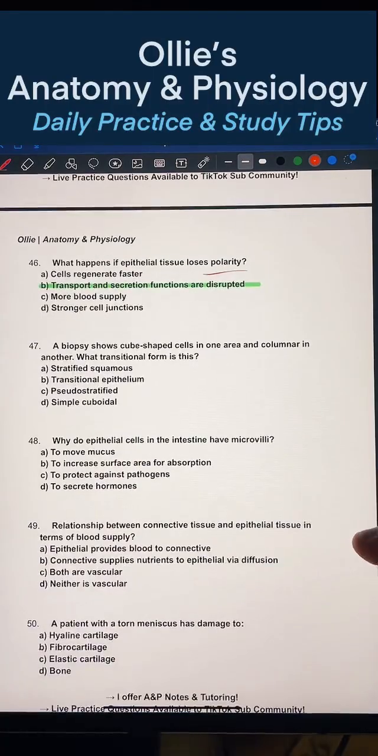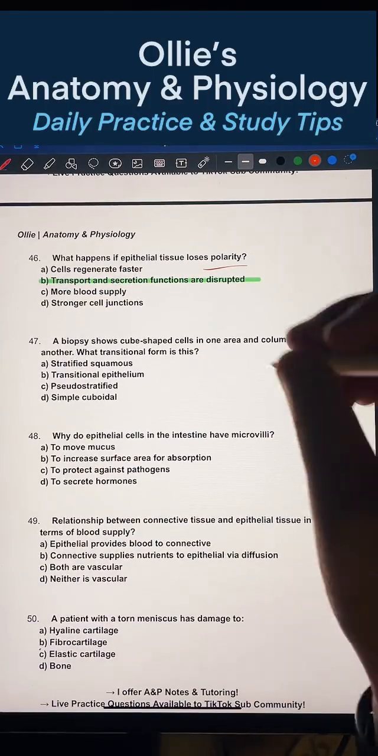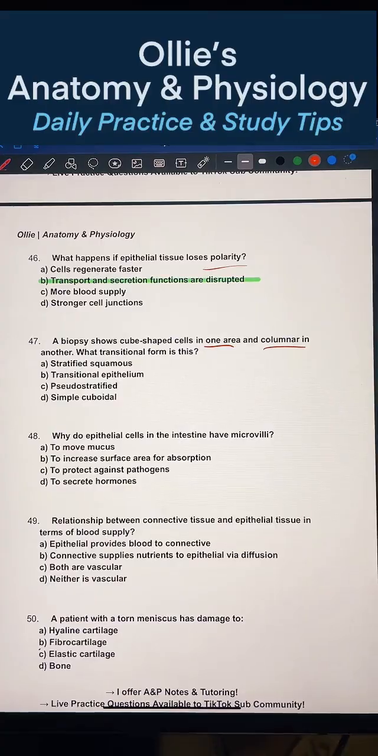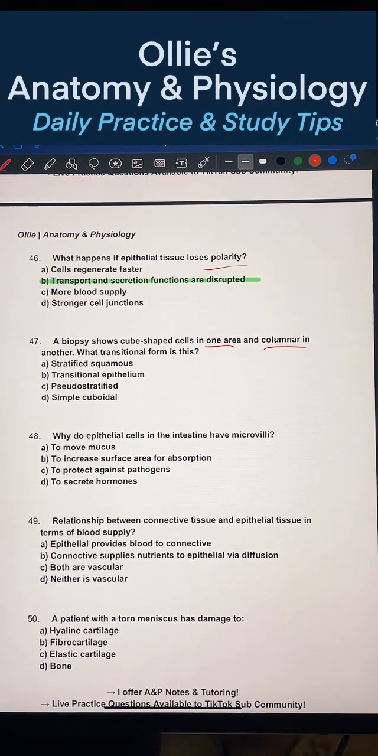Number 47, a biopsy shows cube-shaped cells in one area and columnar in another. What transitional form would this be? What is it going to be? A, B, C, or D?